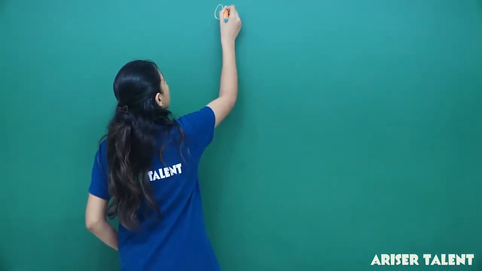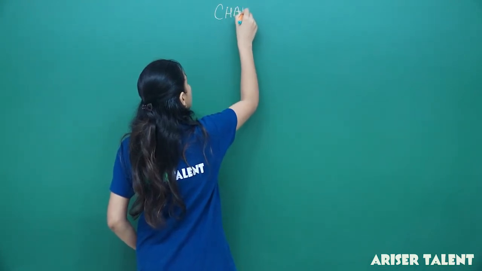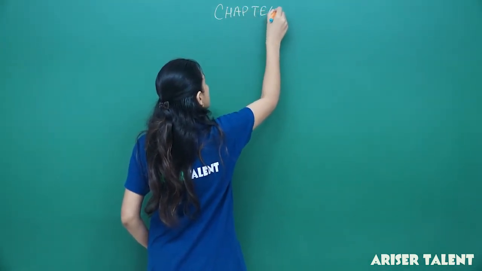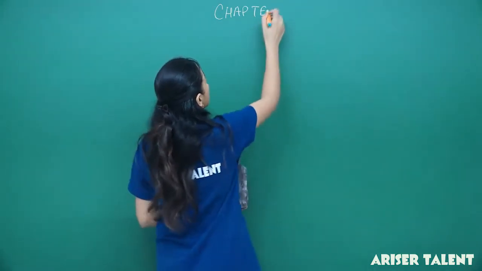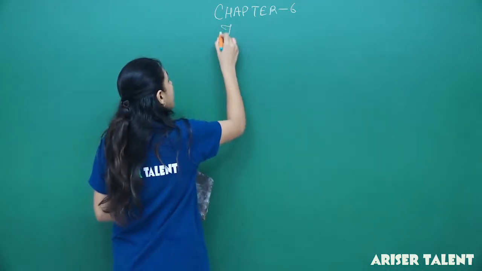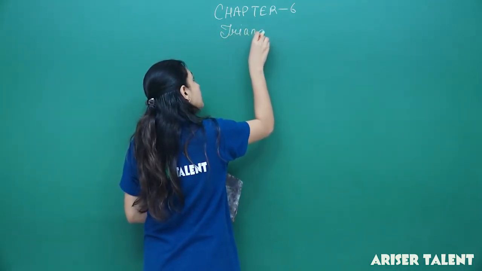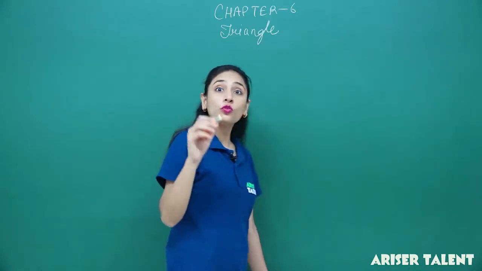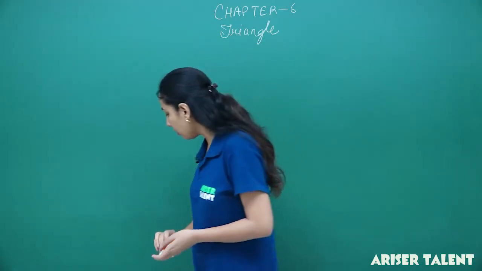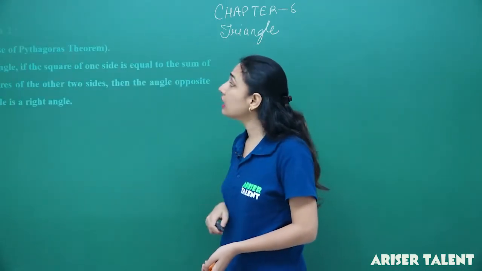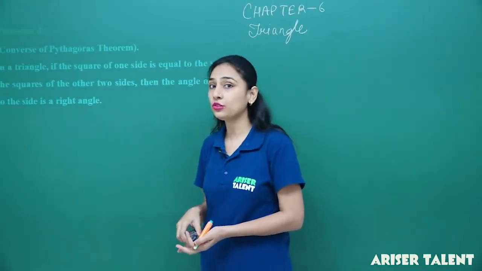Students, we were discussing triangles. The chapter we are talking about is Chapter 6, that is Triangles. Right students? We have proven the Pythagoras theorem, and after proving the Pythagoras theorem, we are now up to the converse of the Pythagoras theorem, right students?